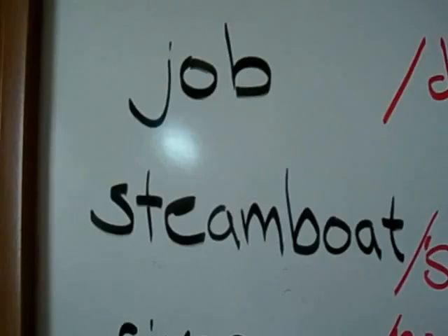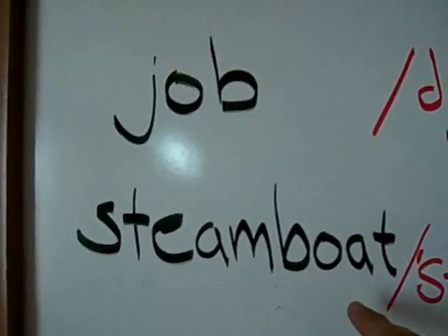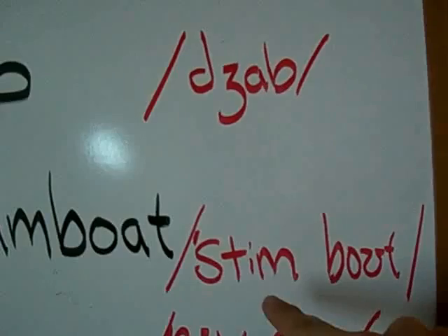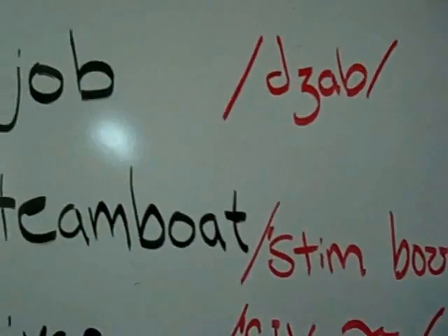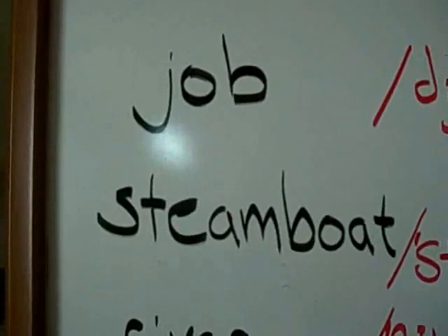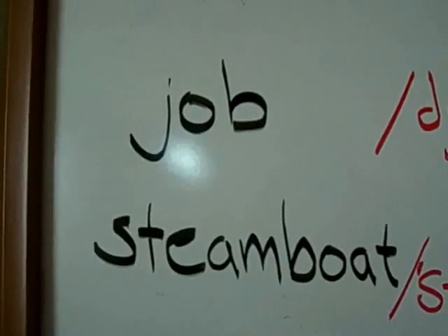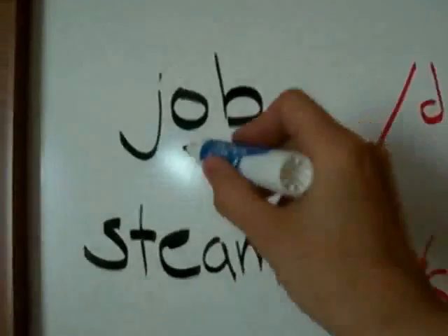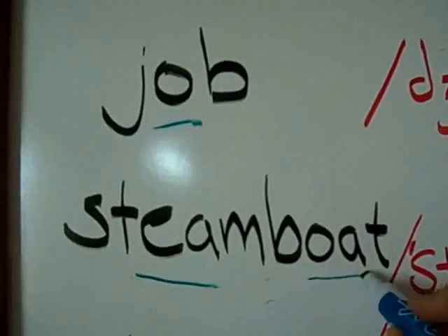Next word, steamboat. How many vowel sounds? E, O. Phonetic transcriptions, E, O. So we have two syllables. Two vowel sounds, two syllables. These first two words remind you that a vowel sound can be spelled with one letter or sometimes spelled with two.